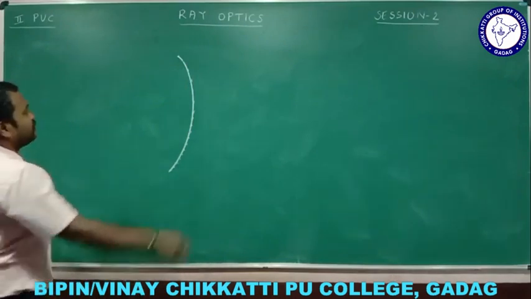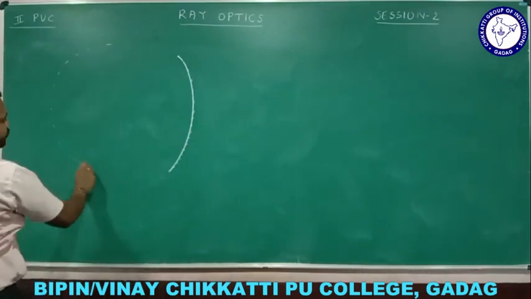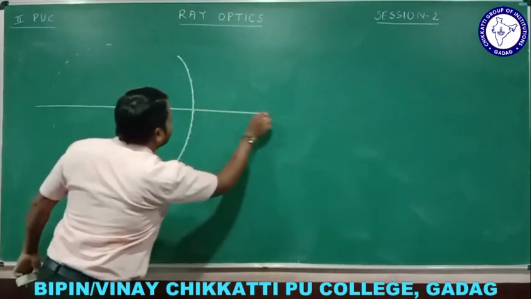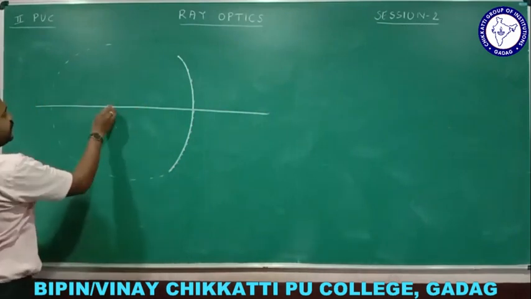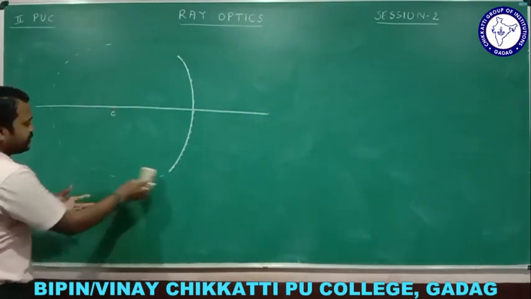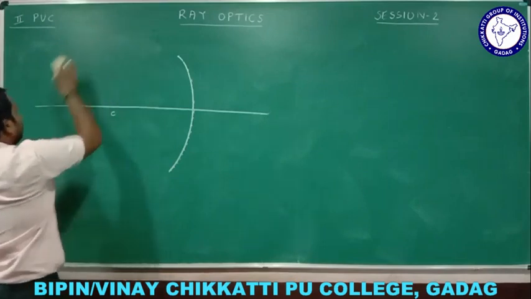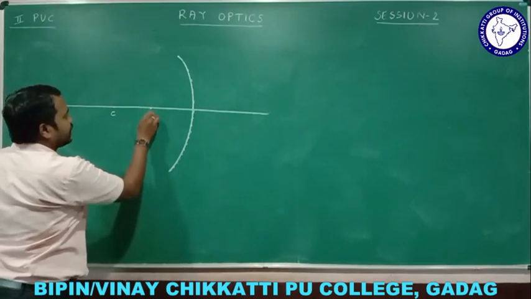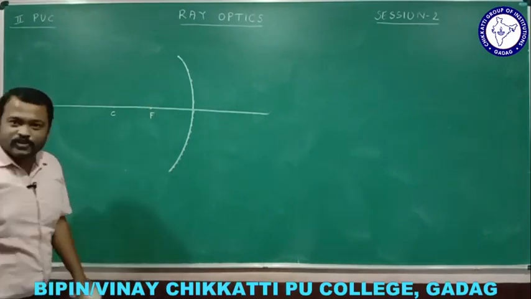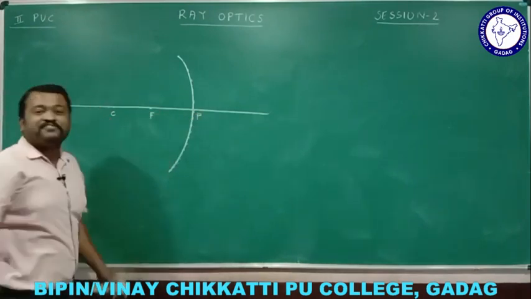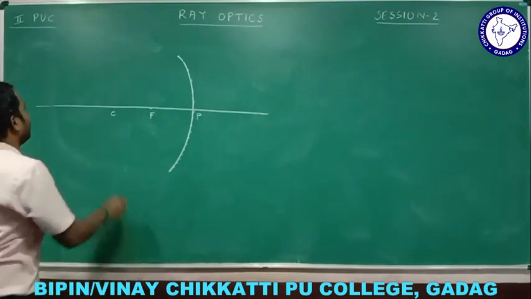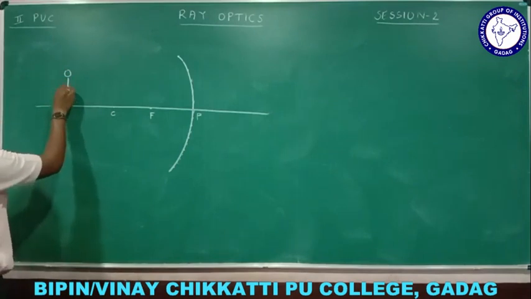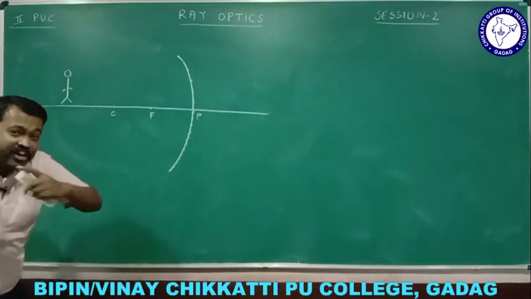It is a part of a spherical surface, and this is the principal axis, and the center of the sphere is the center of curvature. It is just imaginary. Right here there is the center of curvature. Exactly at the middle there will be the principal focus, and this point is the pole of the mirror. If a person is standing here, where is the image formed?